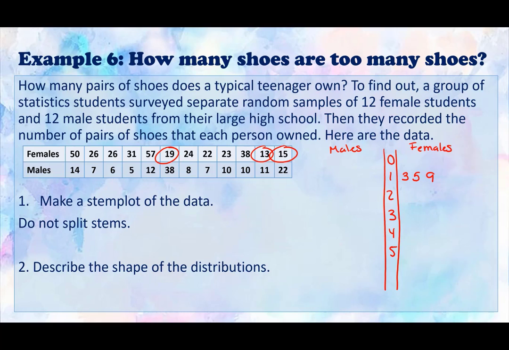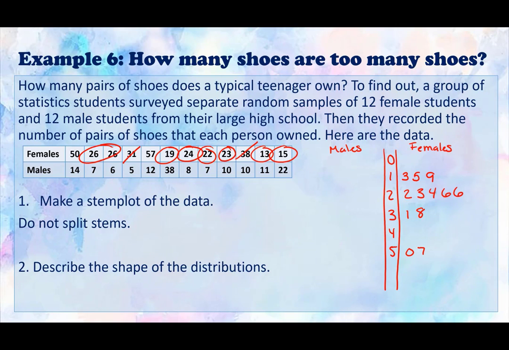So now we're going to look at the 20s, and it looks like we have 22, 23, 24, and then 2 26s. Okay, then we have the 30s, and it looks like we have 31 and 38. So that means it's going to be 1 and 8. It doesn't look like we have anything in the 40s, but we do have 2 in the 50s. We have 50 and 57.